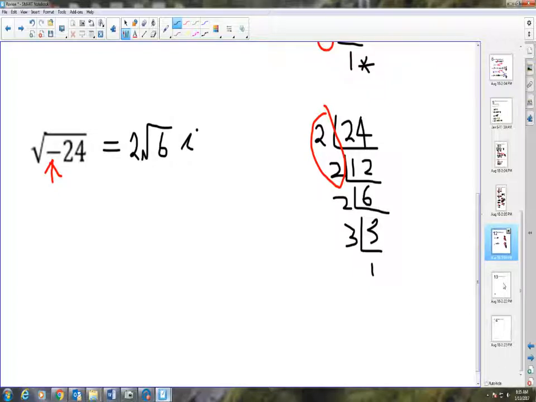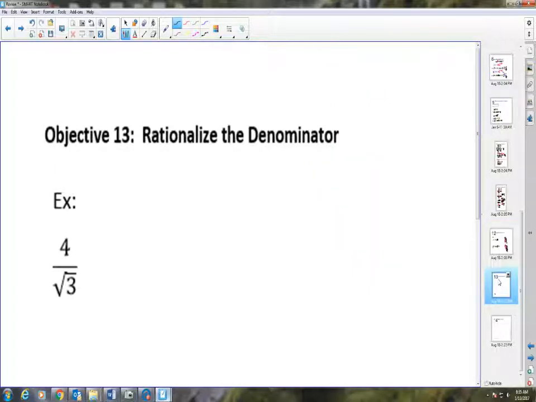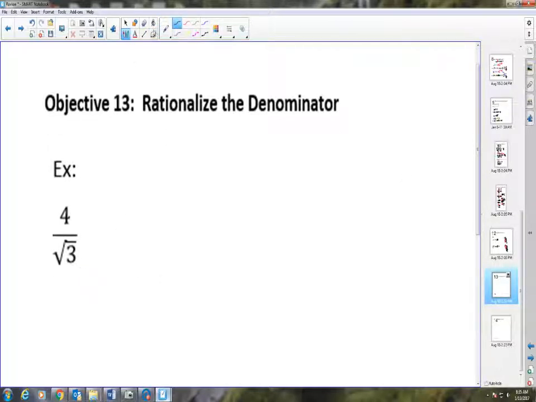Another thing that we're going to do in this class is called rationalizing the denominator. It turns out we cannot have a radical in the denominator. A square root cannot be in the denominator due to the a plus bi form, the complex number form. So I'm going to get rid of the square root down here in the bottom.